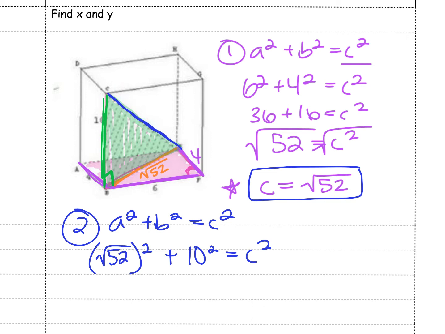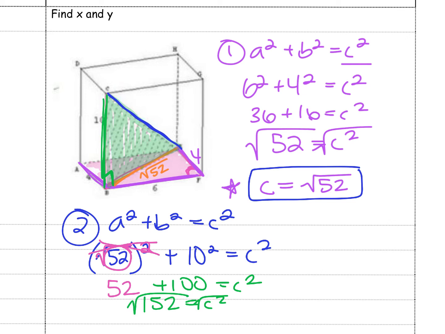And the cool thing here, when I have the square root being squared, they're opposite operations, so they cancel. The square cancels the square root, and I'm left with just the number inside. The square root of 52 squared is just 52. Then, plus 10 squared is 100, equals c squared. So I have 152 is c squared, and now I'm going to square root that value.